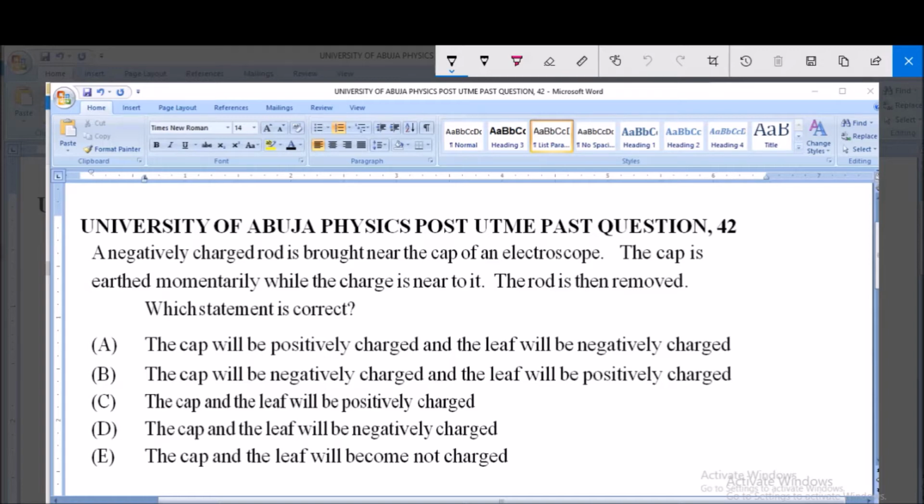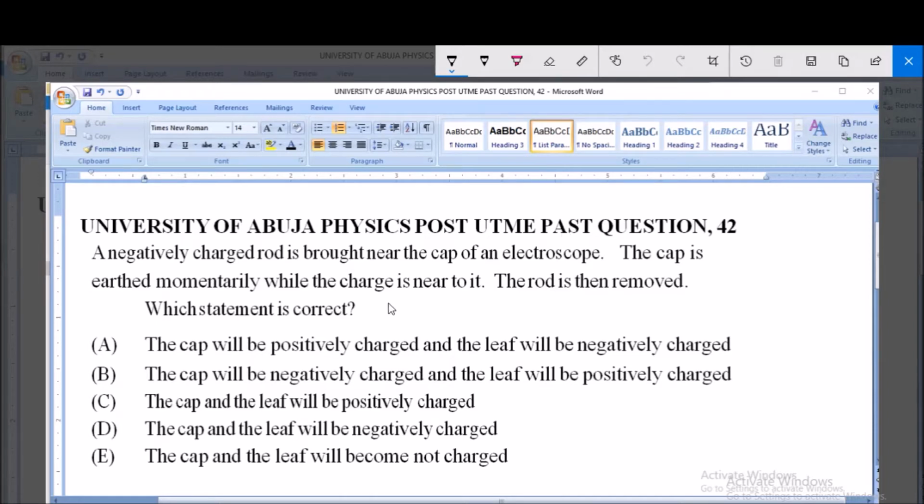A. The cap will be positively charged and the leaf will be negatively charged. B. The cap will be negatively charged and the leaf will be positively charged. C. The cap and the leaf will be positively charged. D. The cap and the leaf will be negatively charged. And E. The cap and the leaf will become not charged.